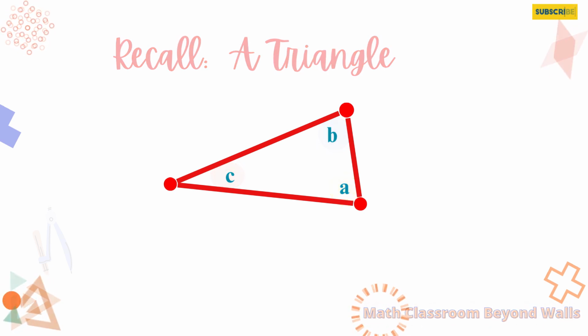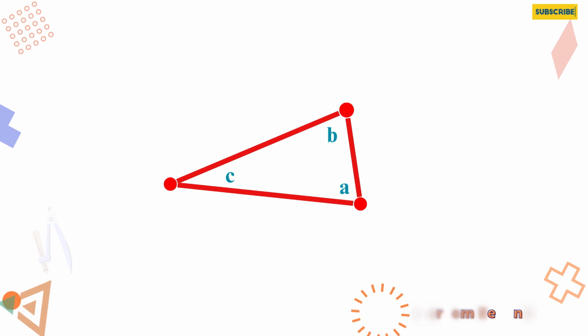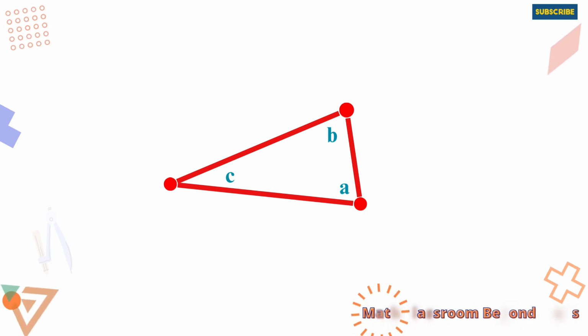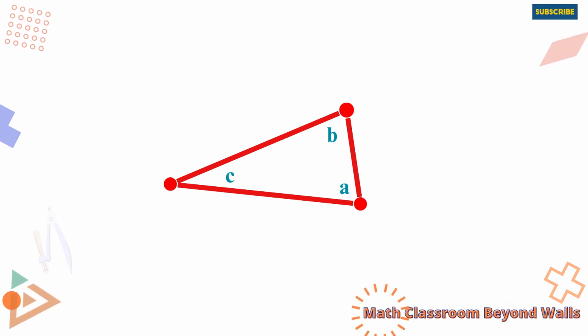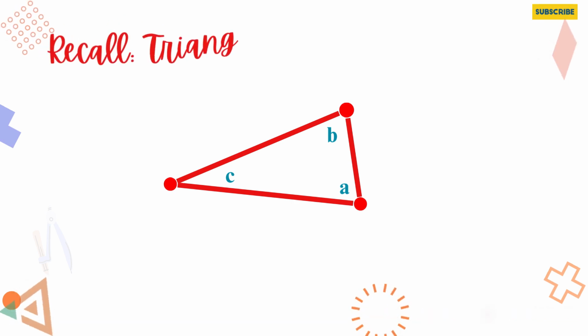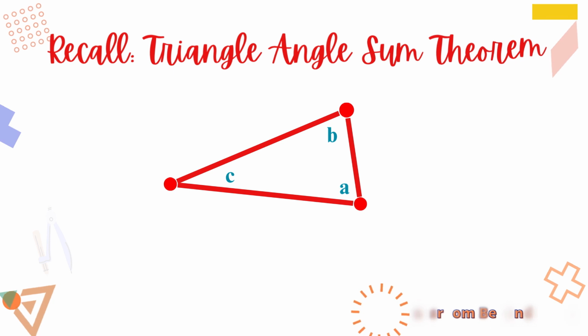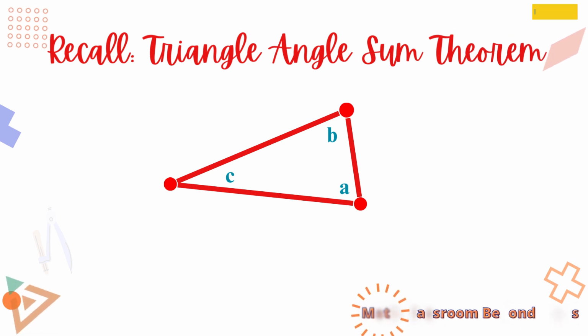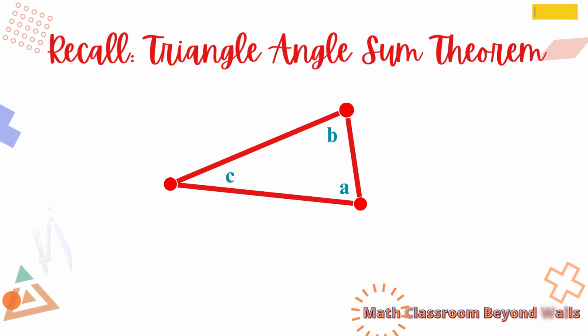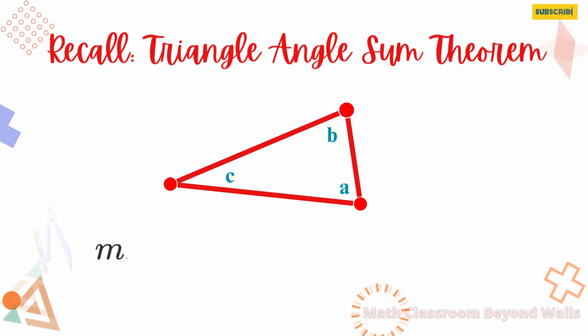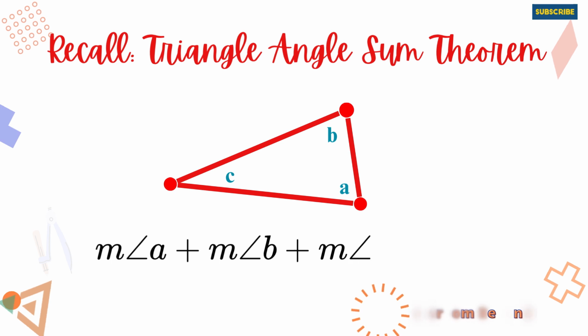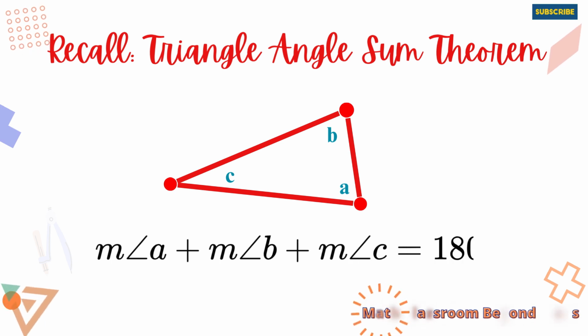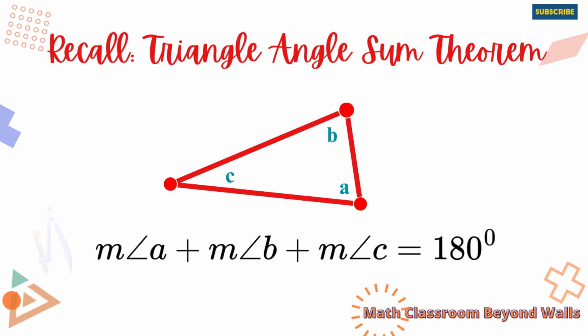Recall too that the sum of the measures of the interior angles in a triangle is 180 degrees. This is the triangle angle sum theorem. With the angles that we have, we can mathematically write the theorem as the measure of angle A plus the measure of angle B plus the measure of angle C equals 180 degrees.